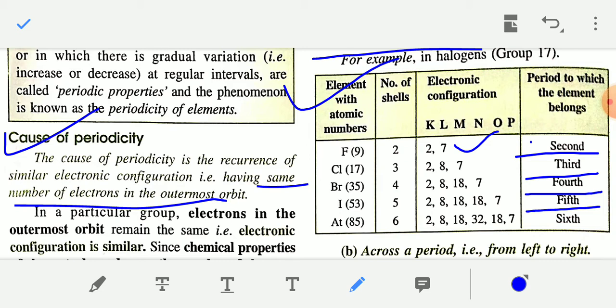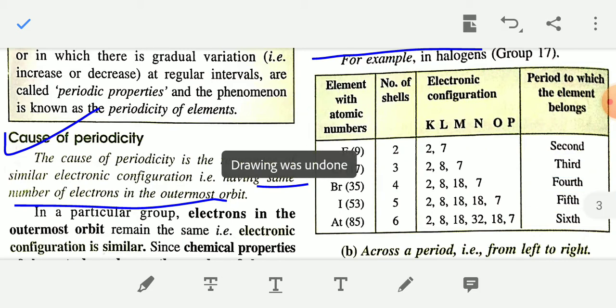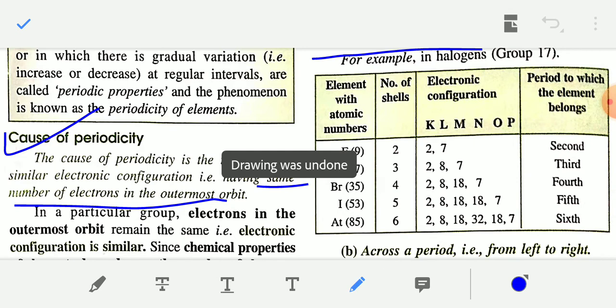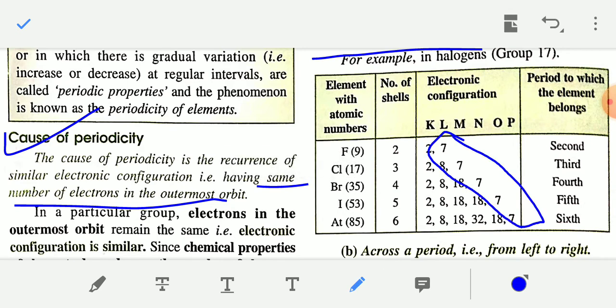And you can see from this electronic configuration that all the halogen atoms have the same number of valence electrons, that is 7 electrons in the outermost shell. That's why their chemical properties are also similar, because they have the same number of electrons in the outermost shell.